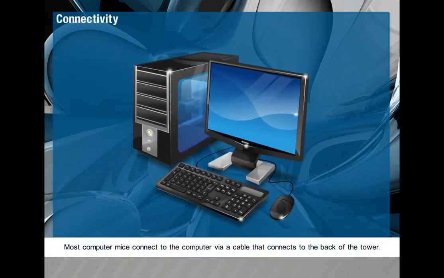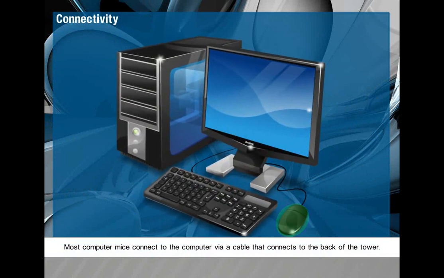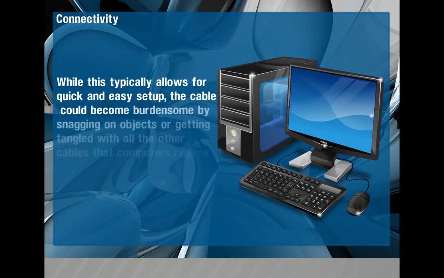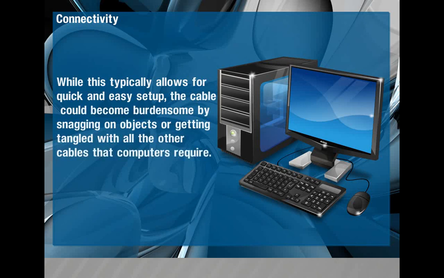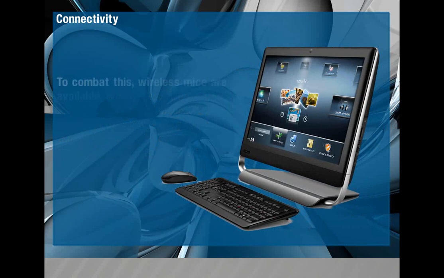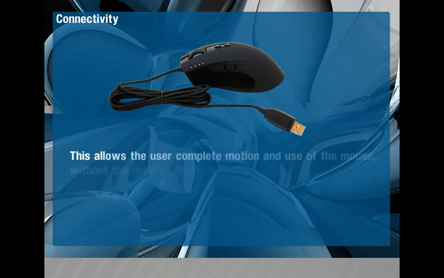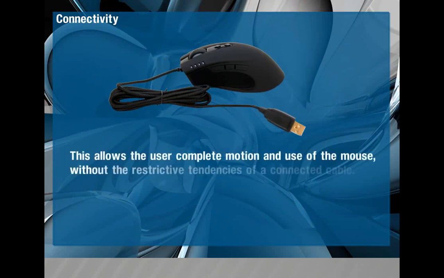Connectivity. Most computer mice connect to the computer via a cable that connects to the back of the tower. While this typically allows for quick and easy setup, the cable could become burdensome by snagging on objects or getting tangled with all other cables that computers require. To combat this, wireless mice are available, which use infrared signals to communicate with the computer. This allows the user to complete motion and use of the mouse without the restrictive tendencies of a connected cable.